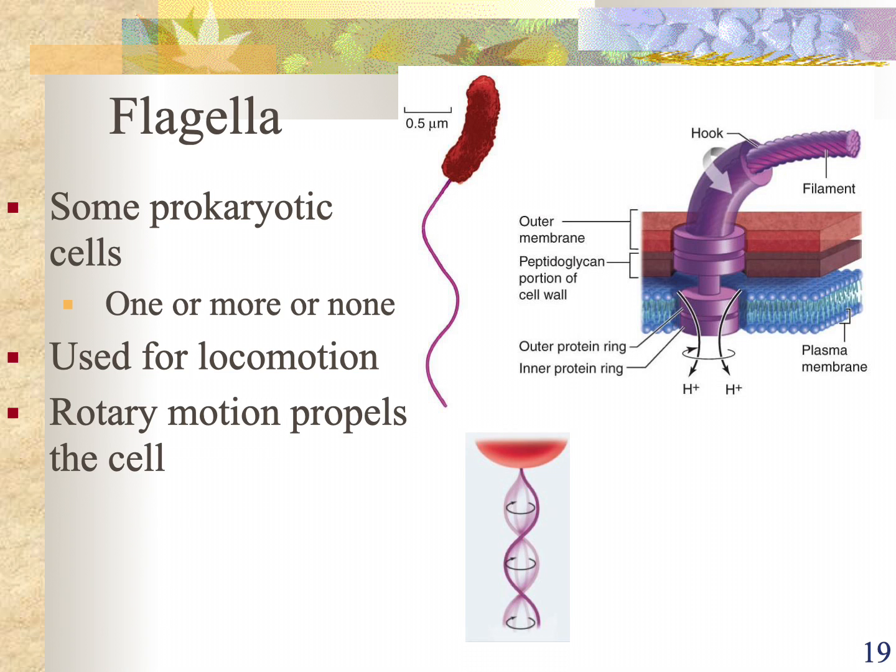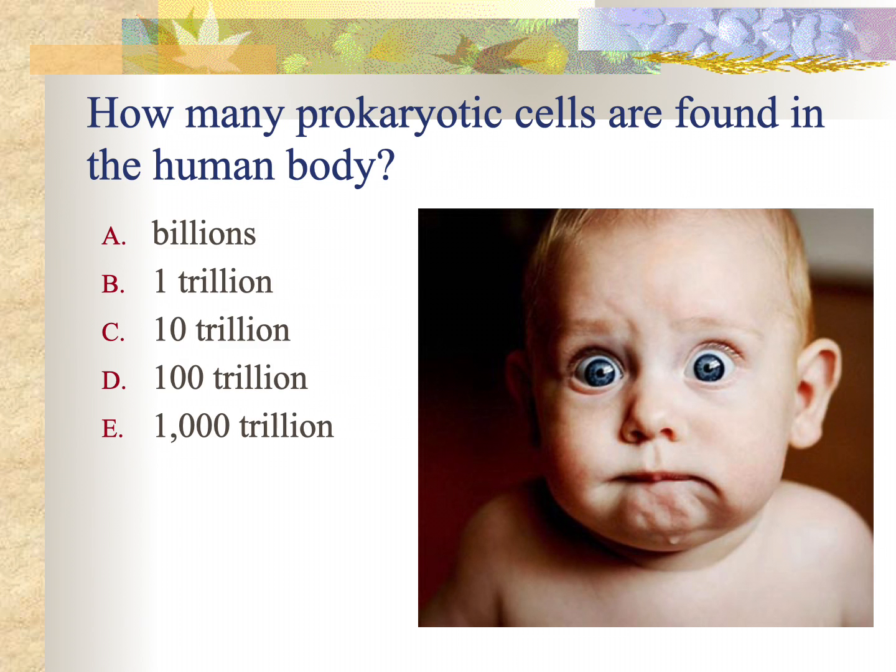Prokaryotic cells are found in many environments. Okay, aerobic, anaerobic, groundwater, bottom of lakes, mud, the surface of our skin, inside the human body even. In fact, how many prokaryotic cells are found in the human body? Billions, trillions, 10 trillion, 100 trillion, a million trillion, or 1,000 trillion? Well, the answer depends on where you go, but the old guess used to be 10 trillion, and now the guess is probably about 40 trillion.